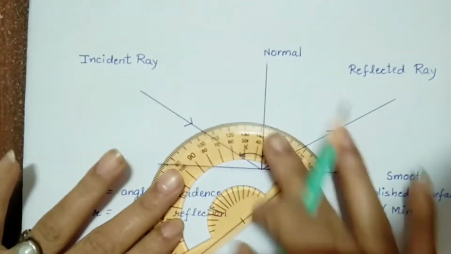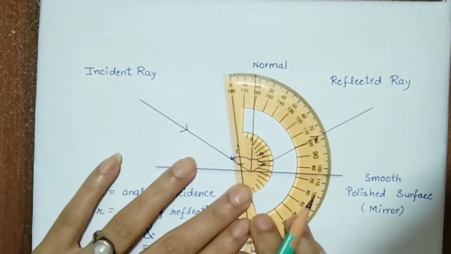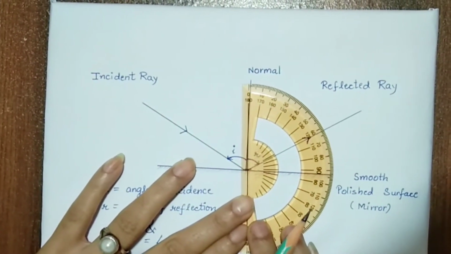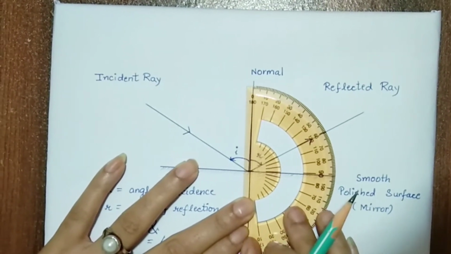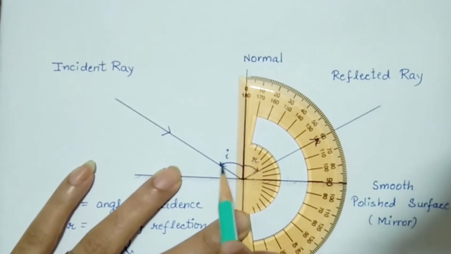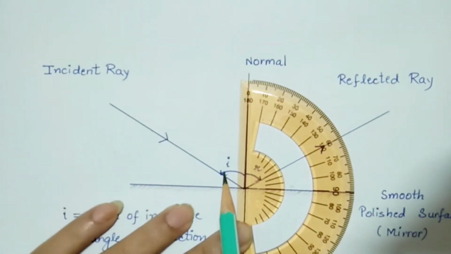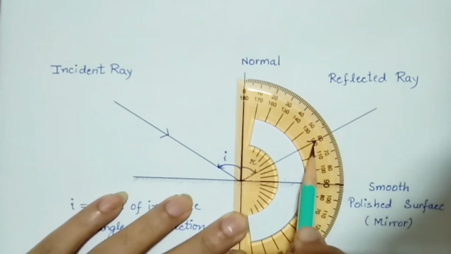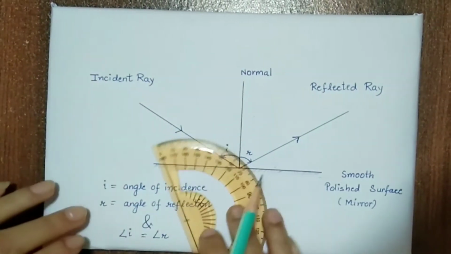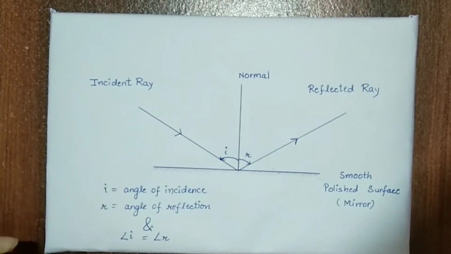Similarly, I have marked the angle of reflection. Yes, so you can see here this is also at 60 degrees. This angle i is nothing but the incident angle and angle r is nothing but the angle of reflection. Now let us demonstrate with the help of the laser beam.